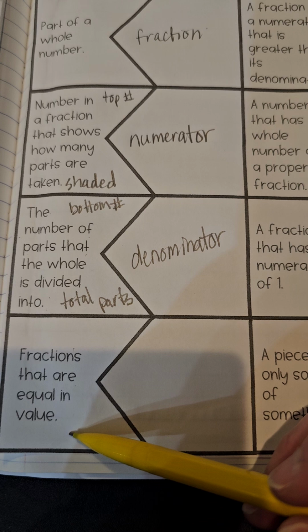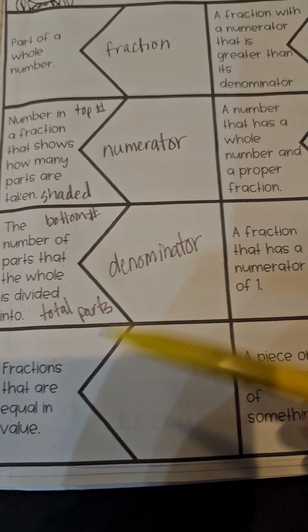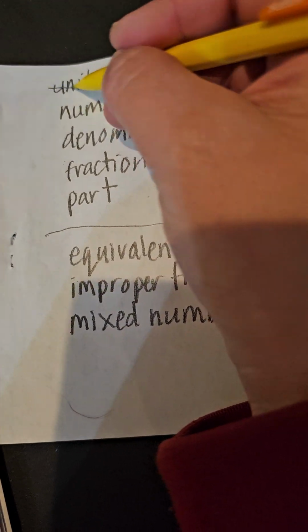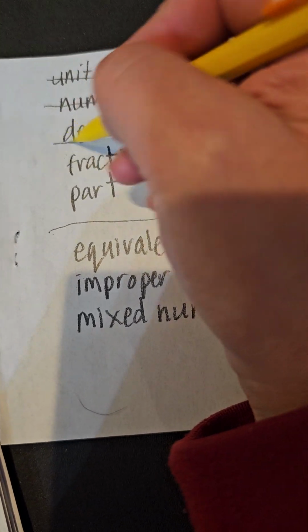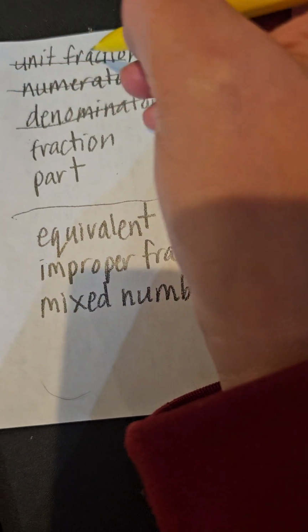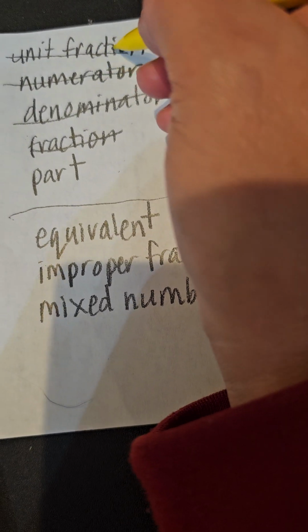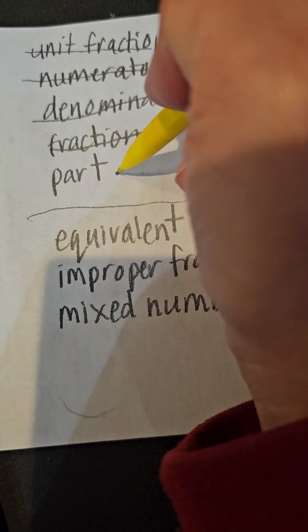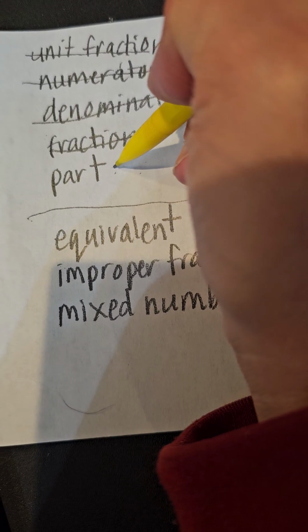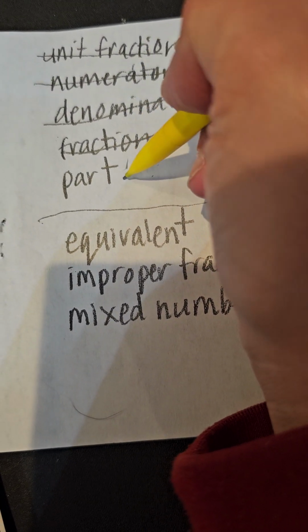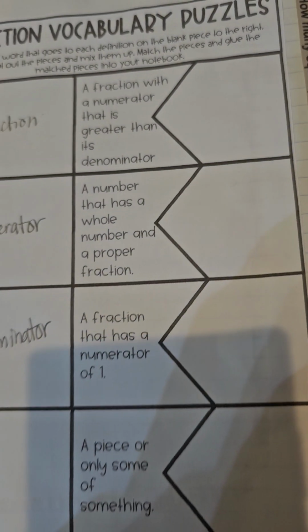Fractions that are equal in value. Well, we already used unit fraction, numerator, denominator. We did not use unit fraction. We are about to use that one though. So is it unit fraction or part? That doesn't sound like it would be either of those. So let's look at the next one.